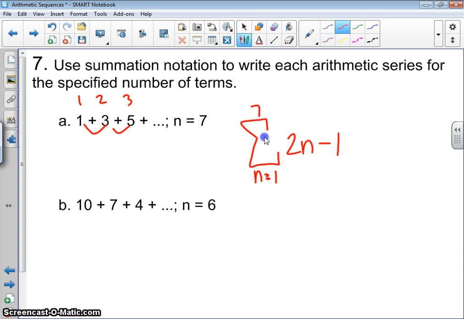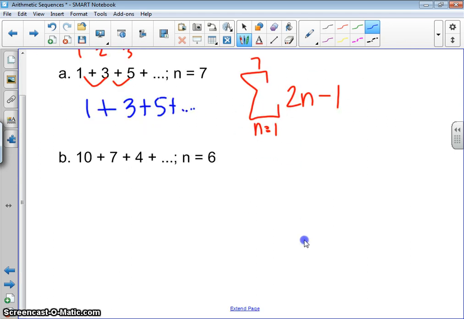And so if I were to evaluate this sum, let's just go check and make sure we got it right. So if I were to plug in 1, we already said 2 times 1 is 2, minus 1 is 1. If I plugged in 2, that would be 4 minus 1 is 3. 3 would be 6 minus 1 is 5. And then I would go all the way up to 7. And so all it wanted me to do was write this summation notation. And this is going to be the representation in summation form. Alright, let's do the same thing for part B.